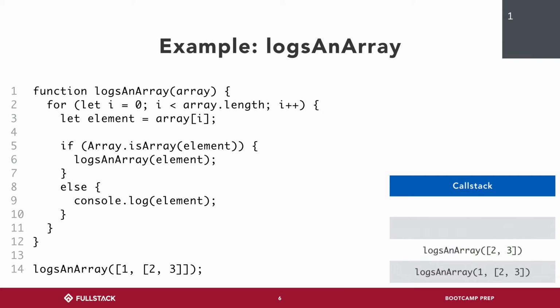But then the second time through, we get called with 2, 3, and then 2, 3 will pass the first if statement on line 5, and that will log out 2 and 3, and then return.